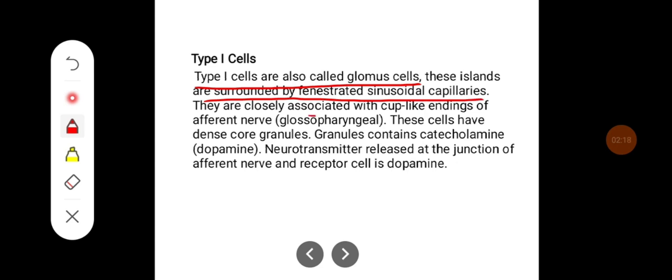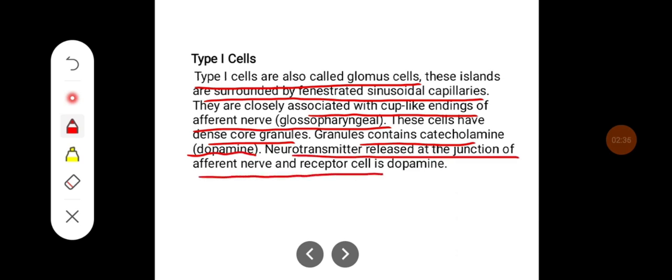They are closely associated with cup-like endings of afferent nerve, that is glossopharyngeal. These cells have dense core granules. Granules contain catecholamine, which is dopamine. Neurotransmitter released at the junction of the afferent nerve and the receptor cell is dopamine.